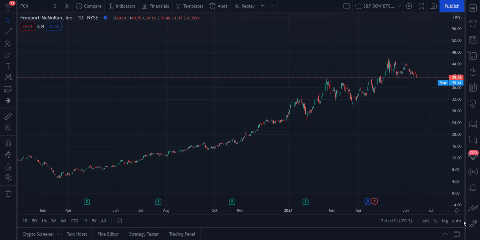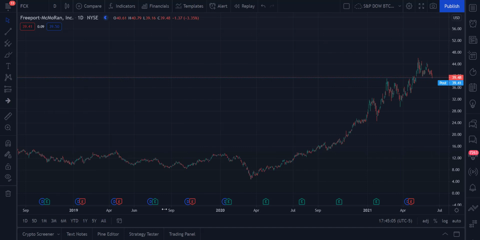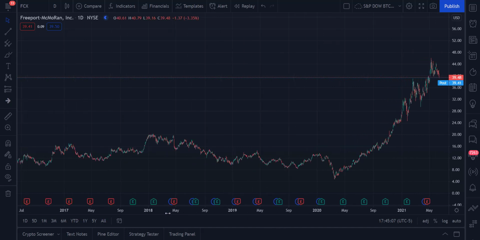And today we're going to take a look at Freeport-McMoRan, the mining company. Today is Monday, June the 14th, and they had earnings a few months ago, even had a dividend. And I just want to pull this data all the way out like I can.